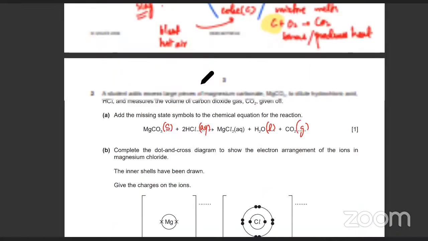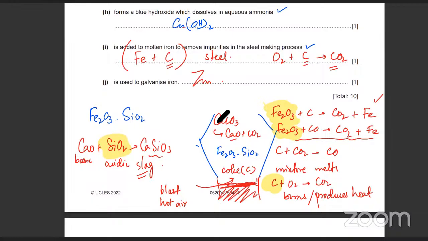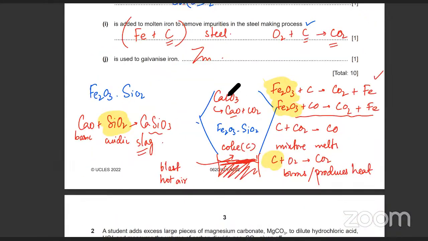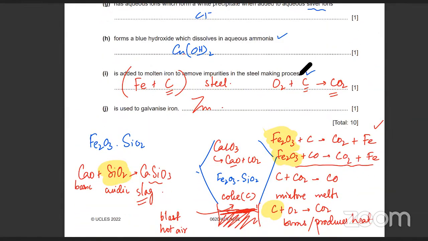Actually, last time he had asked about removing the impurity, so I'll just point out that he had been asking to name the element. So calcium carbonate also removes impurities, but that's not an element. Okay? So it was oxygen. Oxygen was the element because it removes the carbon.